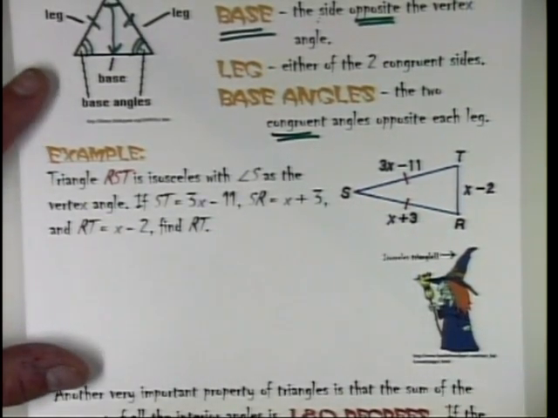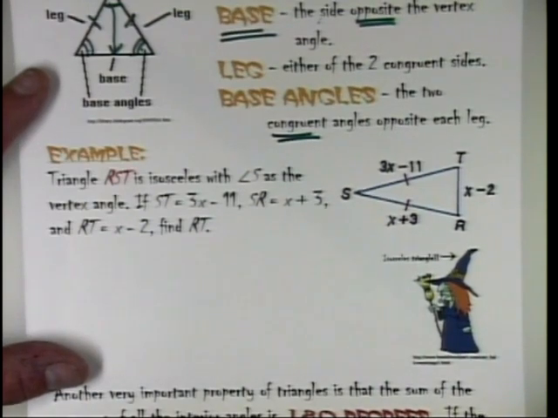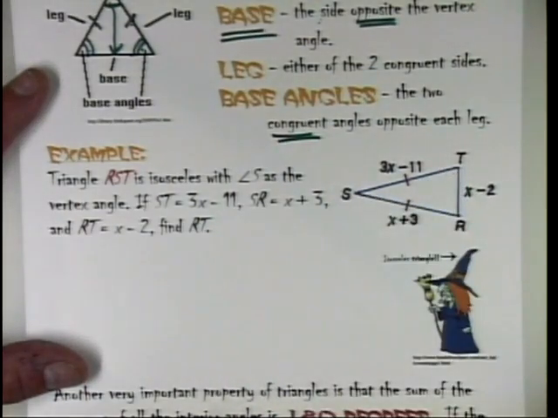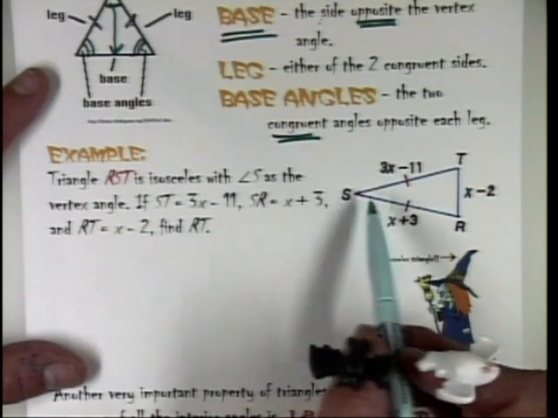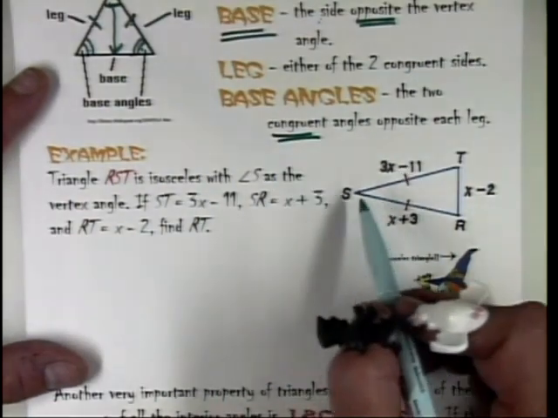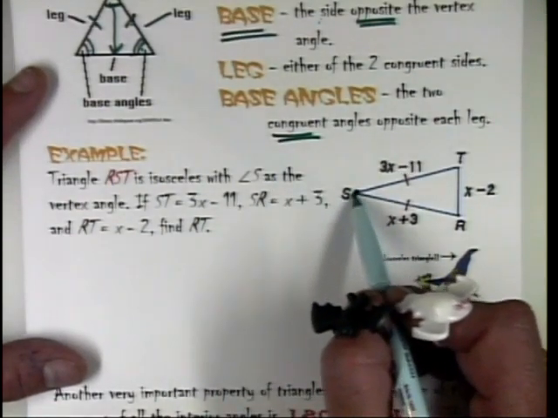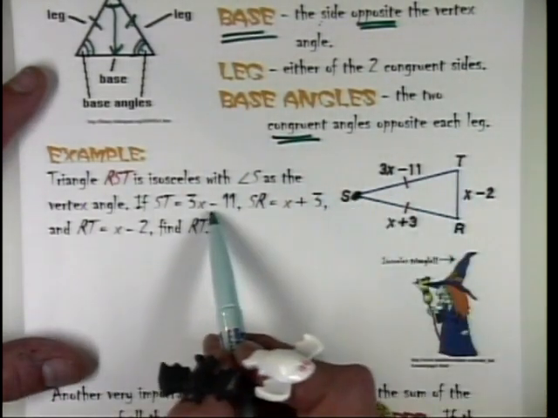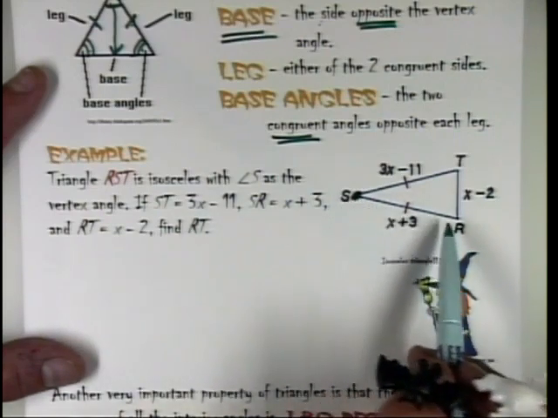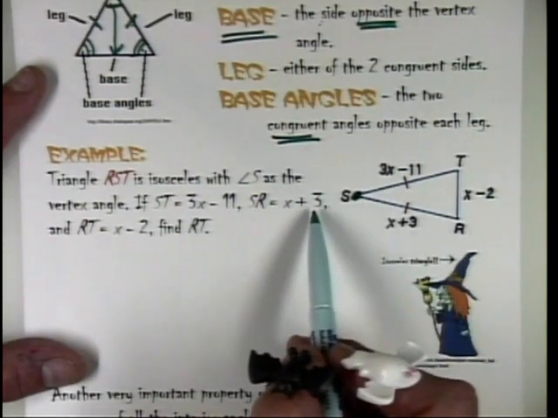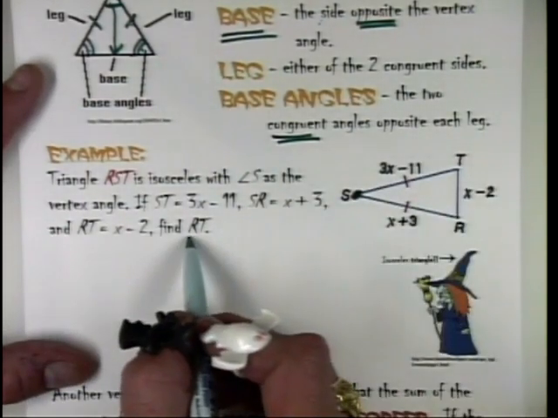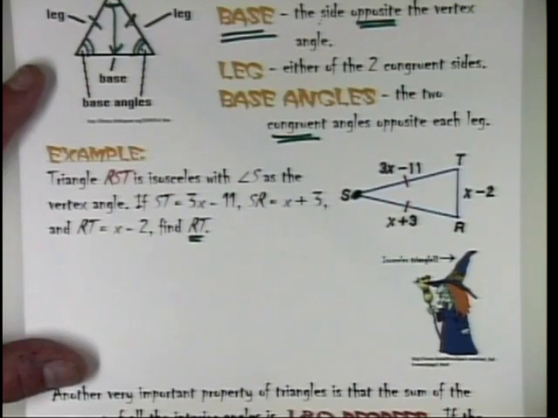We've got little witch here bringing us this problem. She's pretty proud of this problem. She cooked it up last night in her big black cauldron. Triangle RST is an isosceles triangle with angle S as the vertex angle. Hey, it's nice when they tell us what the vertex angle is. It's this one here. Now, it says if the measure of ST is 3x minus 11 and the measure of segment SR is x plus 3, and if the measure of segment RT is x minus 2, we're trying to find the actual measurement or the measure of segment RT.